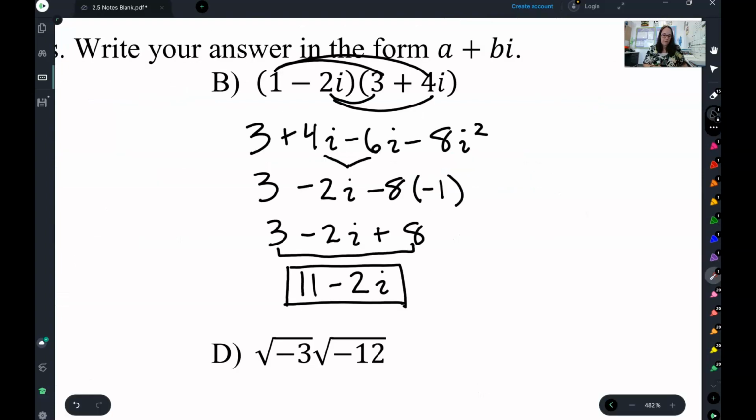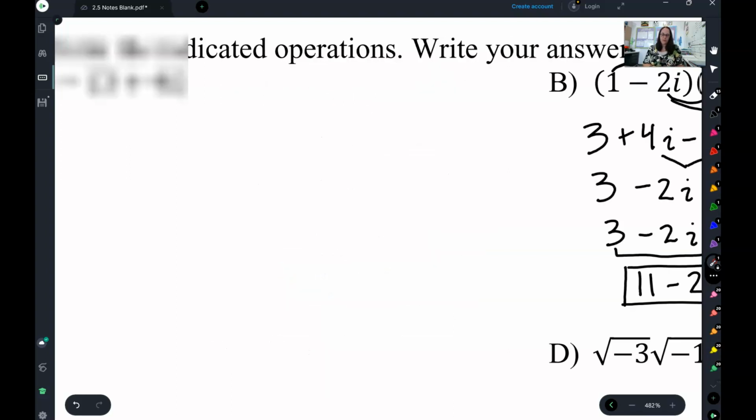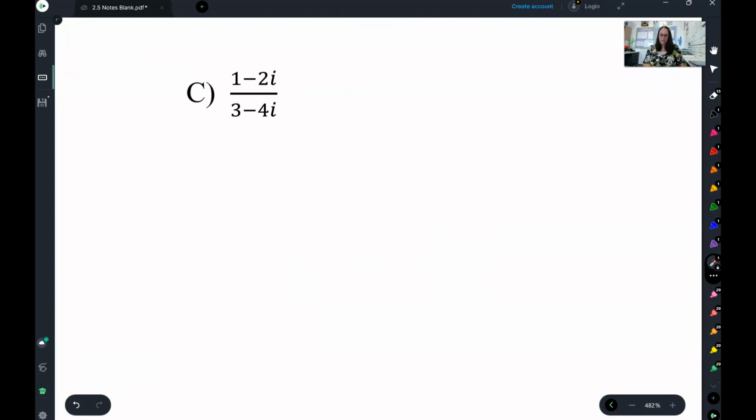Let's check what you got. So I had 1 times 3 first, is 3. 1 times 4i is a positive 4i. -2i times 3 is a -6i. And -2i times 4i is a -8i squared. So the 4i and the -6i gives me -2i. I turn my i squared to a -1. -8 times -1 is a positive 8. And 3 plus 8 is 11 minus 2i. So there's FOILing some complex numbers.